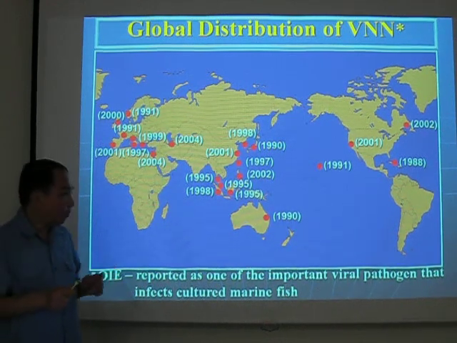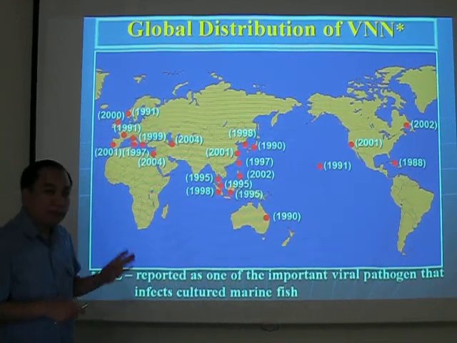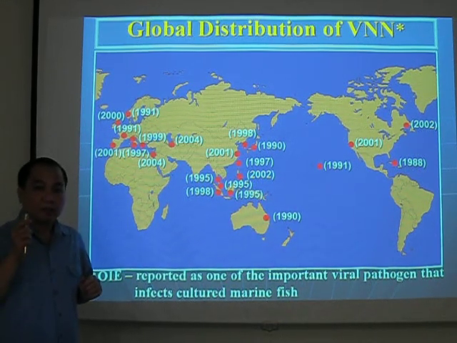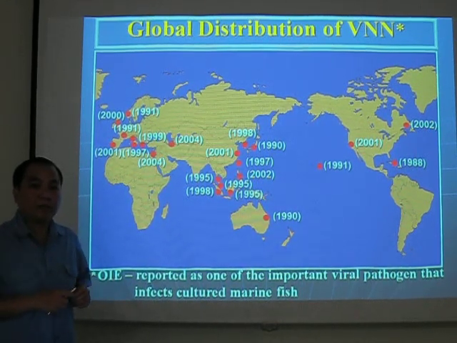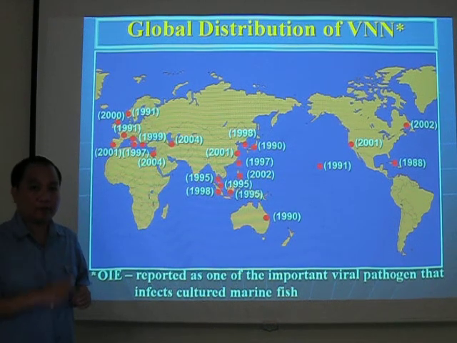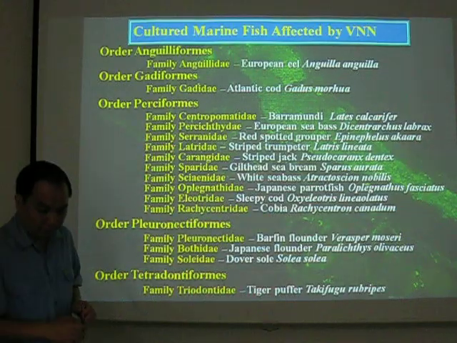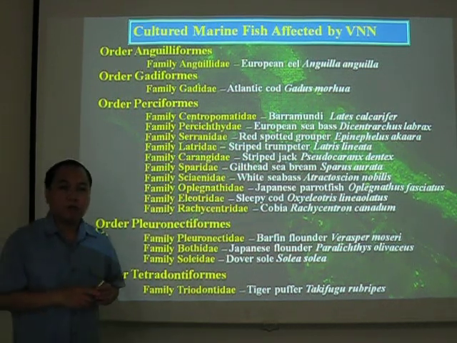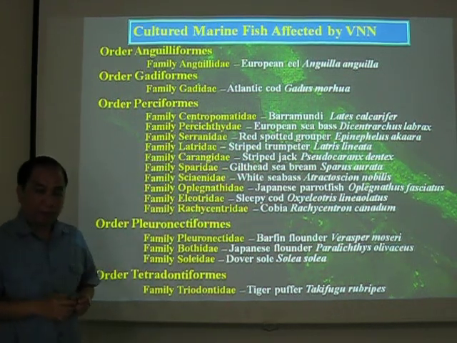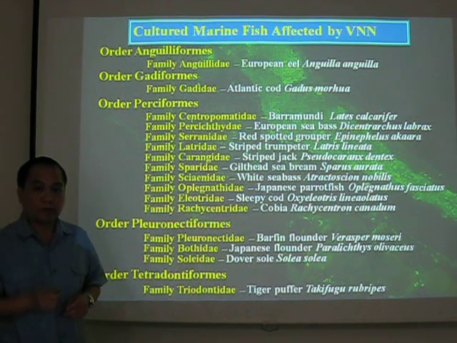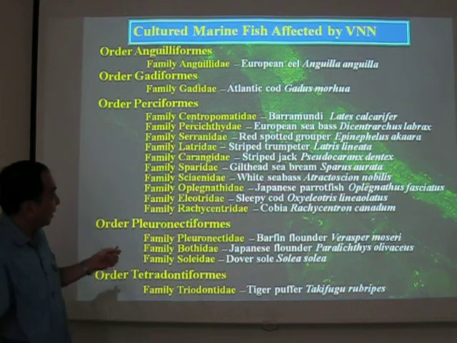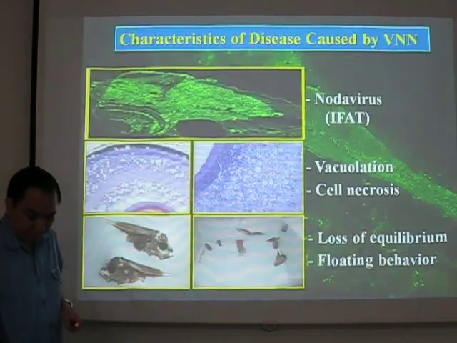Why is this very important? Because Beta-nodavirus is one of the important viral pathogens reported by the Office International des Epizooties that infects cultured marine fish. Usually, this viral nervous necrosis affects about 16 families of cultured marine fish, which consist of about 20 species worldwide, as you can see in this slide.